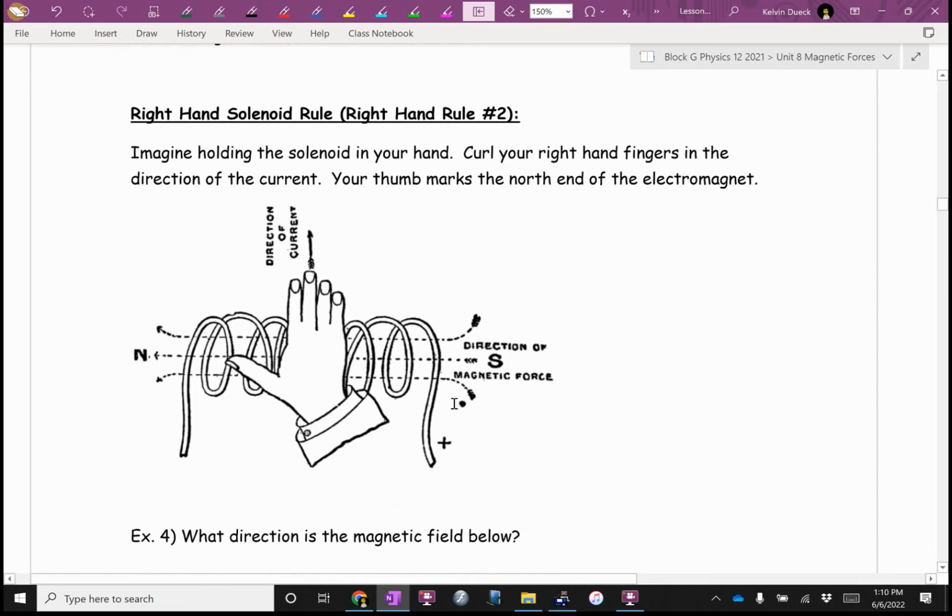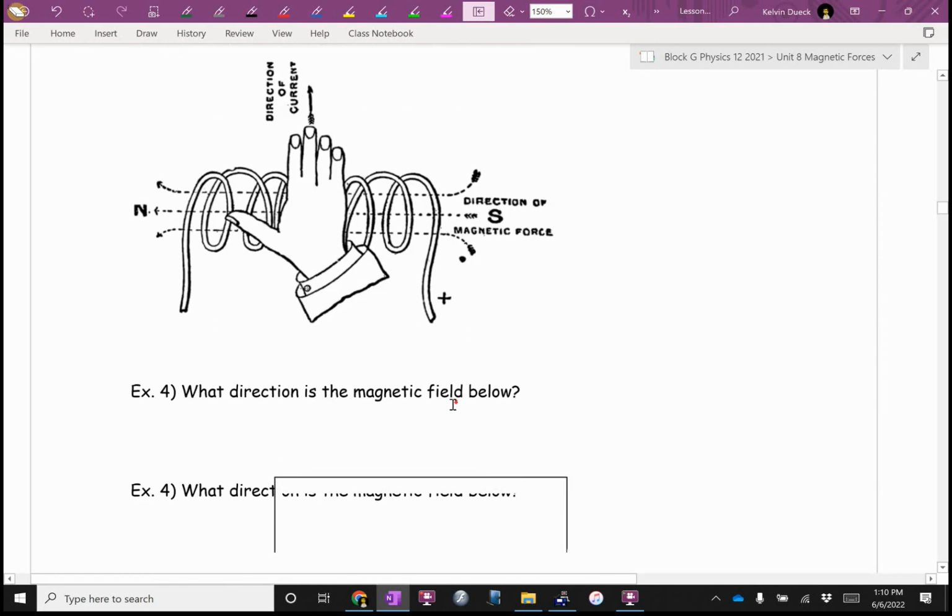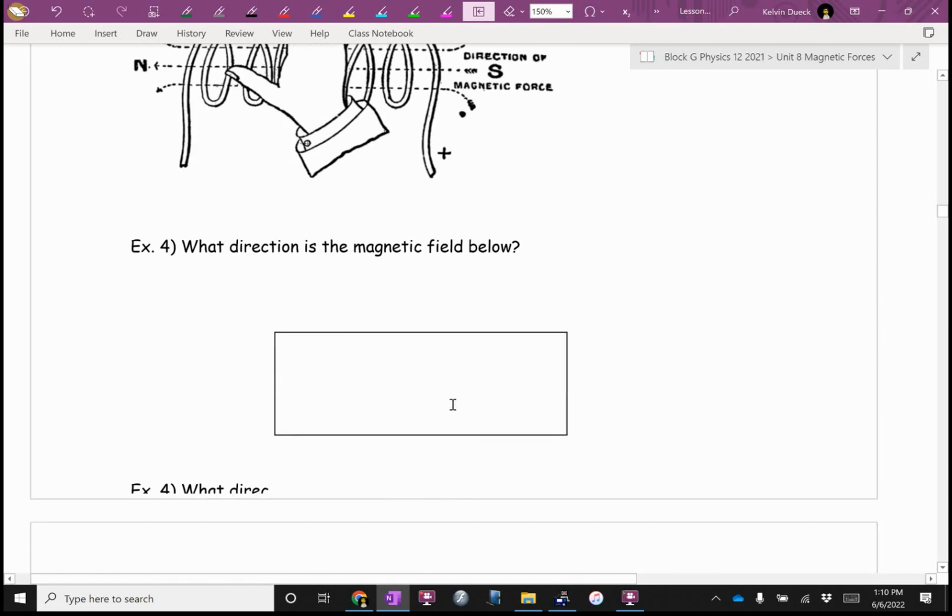So, what's the rule for figuring out the magnetic field direction of a solenoid? This is right-hand rule number 2. You imagine that you're holding the solenoid in your right hand. You curl your right fingers in the direction of the current through the wire, and your thumb points north. We're going to do one together. Example 4 says, what direction is the magnetic field below? But I deliberately didn't write in the solenoid because one of the things I'll show you is how you draw a solenoid. So we're going to draw a solenoid as follows.